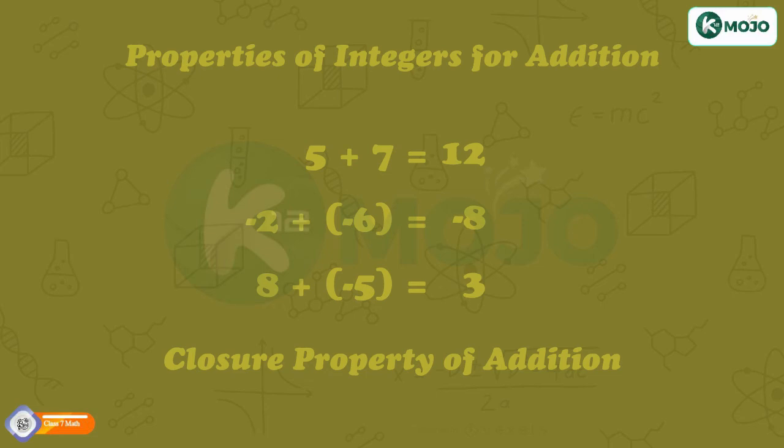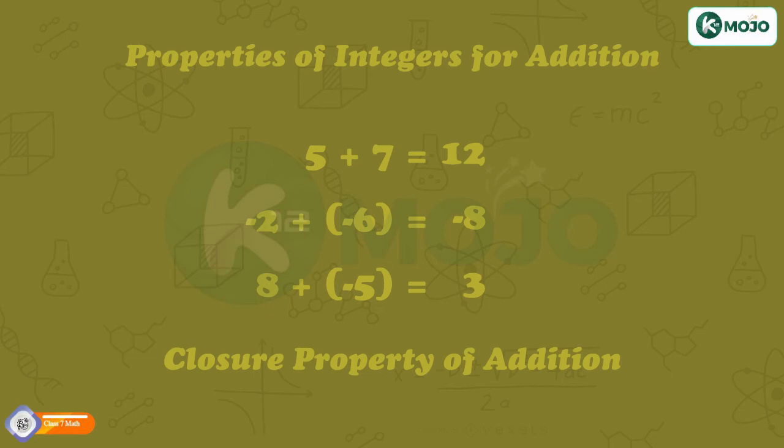Multiplicative identity. When an integer is multiplied by 1, the product is the integer itself. Whereas when an integer is multiplied by 0, the product is 0.